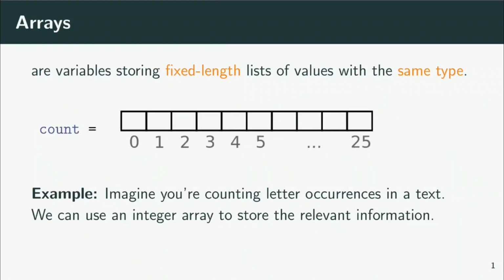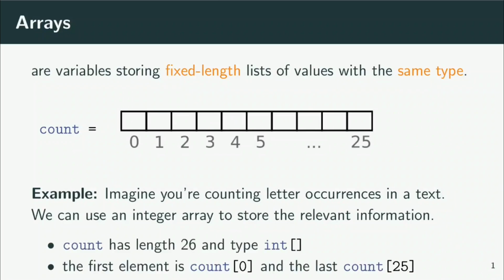So let's do this. Let's say we have an identifier called count that is an array of length 26 and it has type integer array. And the type integer array is written int for integer followed by square brackets to denote that it is an array type. You can access the individual variables simply by the name of the array followed by the index, which is the position in this list, given in square brackets. So the first variable is count in square brackets 0, and the last one is count in square brackets 25. And these expressions can be used just like any other integer variable in your source code.